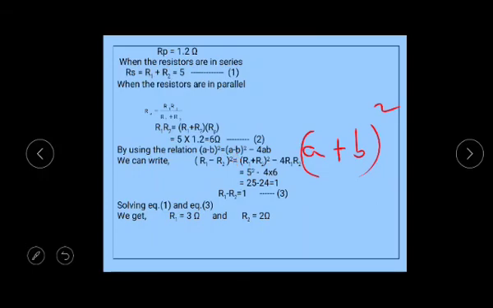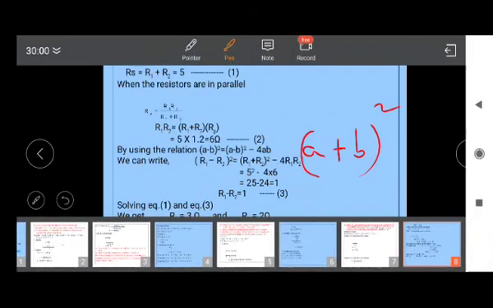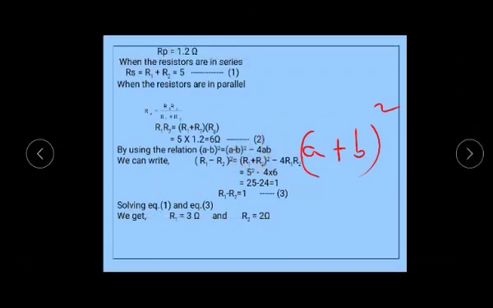Here I have written A plus B whole square minus 4AB. So let us apply to ours, that is R1 minus R2 whole square is equal to R1 plus R2 whole square minus 4R1 R2. Substitute the values now. 5 square minus 4 into 6. So you will get R1 minus R2 whole square as 1. Now this can be written as R1 minus R2 is equal to 1. Name it as equation 3.